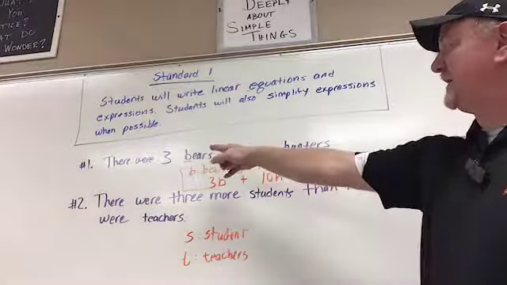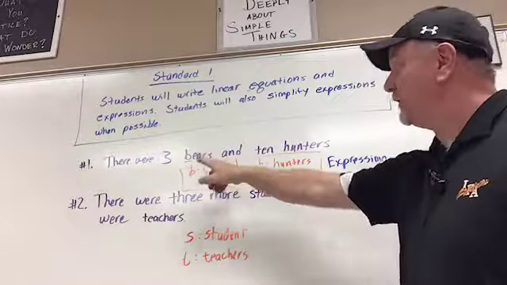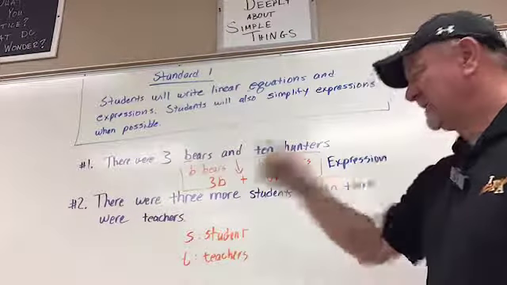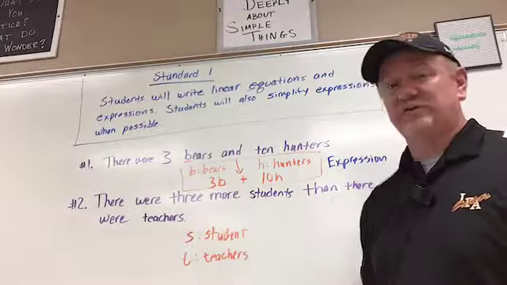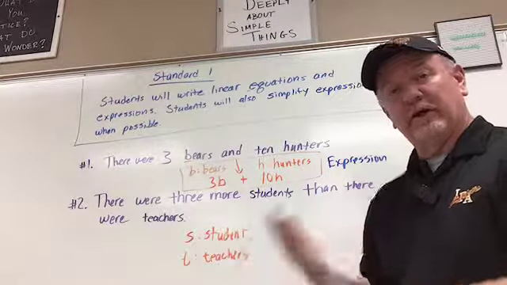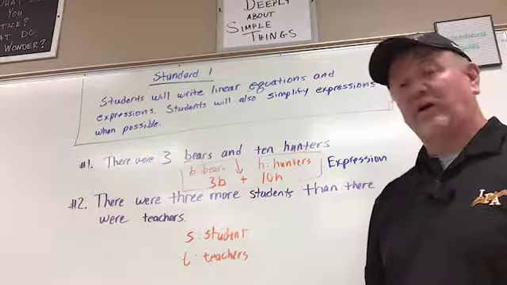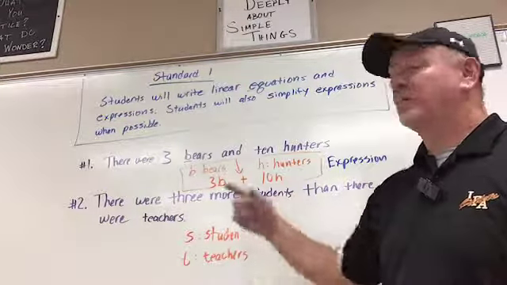Now up in this one, it told me how much there were of each one. There were 3 bears and 10 hunters. This one we don't know how many students there are. We don't know how many teachers there are. But we do know we're comparing them. However many there are, there's 3 more students than there were teachers.